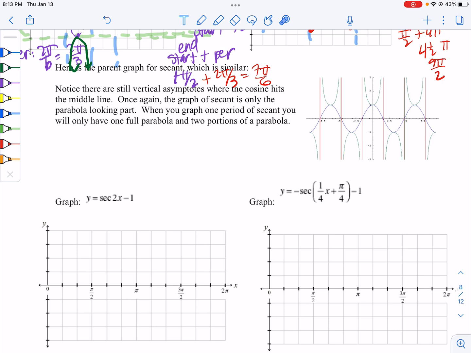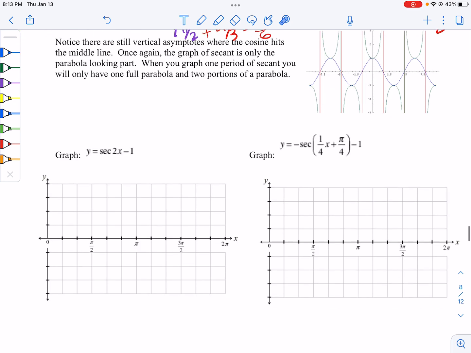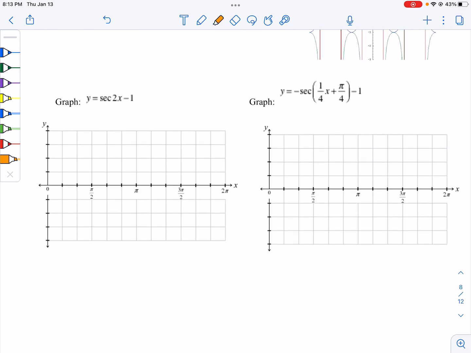Okay. So let's take a look at what this looks like. So here we're shifting down by 1. The amplitude is up by 1 and down by 1, so that's our min and our max.